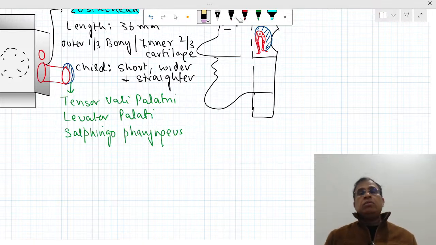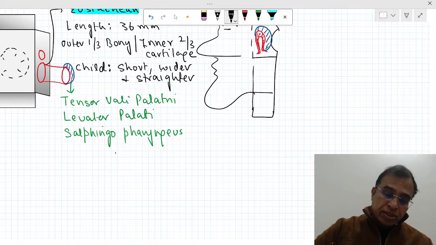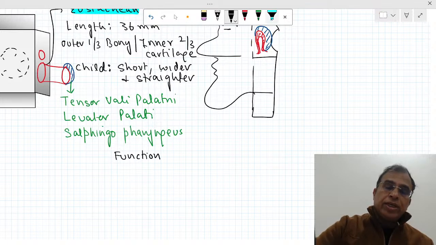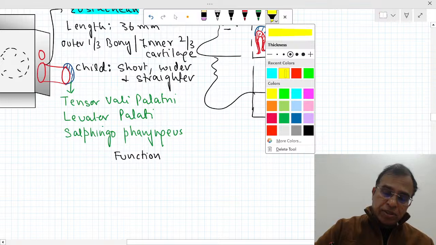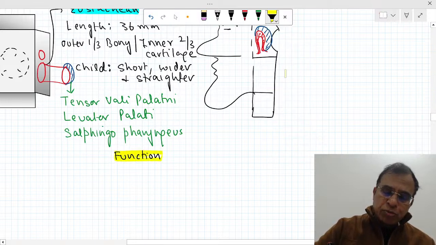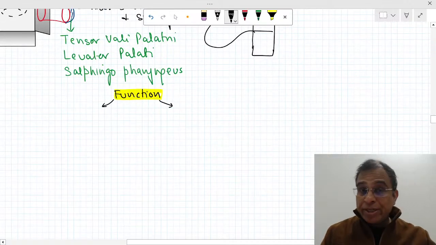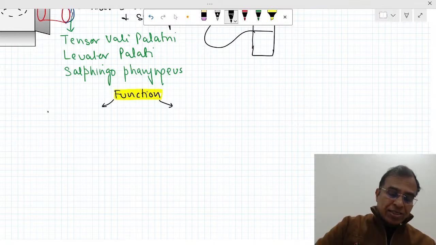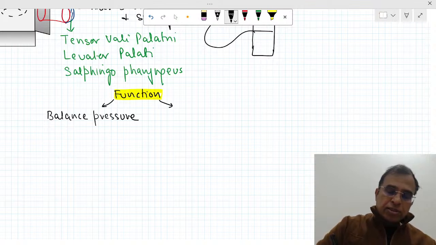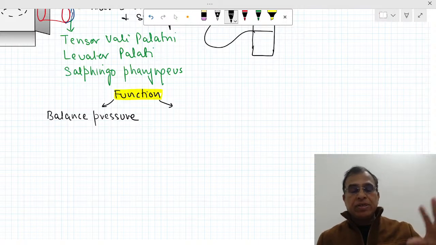Now comes the most important question related to the eustachian tube. The function of the tube. So who will tell me the function of the eustachian tube? I am sure most of you know that eustachian tube has two functions. One I mentioned briefly, it balances the pressure of middle ear. So the air pressure of the middle ear is balanced because of the eustachian tube.